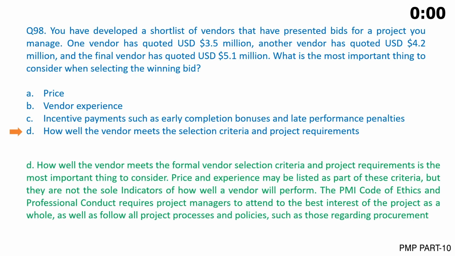The correct answer is D. How well the vendor meets the formal vendor selection criteria and project requirements is the most important thing to consider. Price and experience may be listed as part of these criteria, but they are not the sole indicators of how well a vendor will perform. The PMI Code of Ethics and Professional Conduct requires project managers to attend to the best interest of the project as a whole, as well as follow all project processes and policies, such as those regarding procurement.